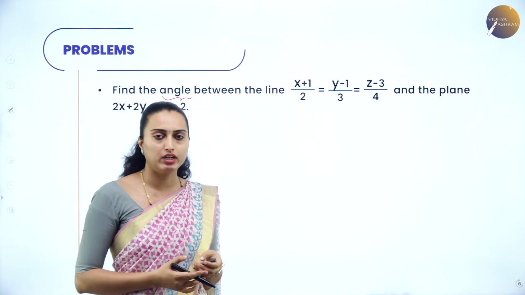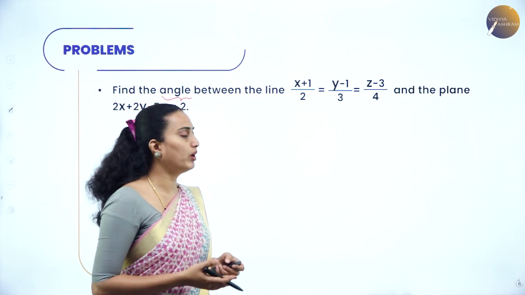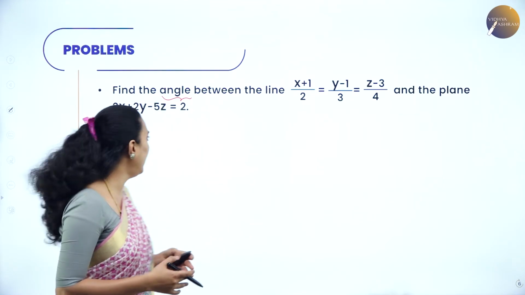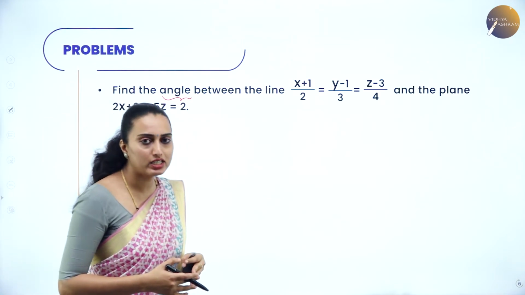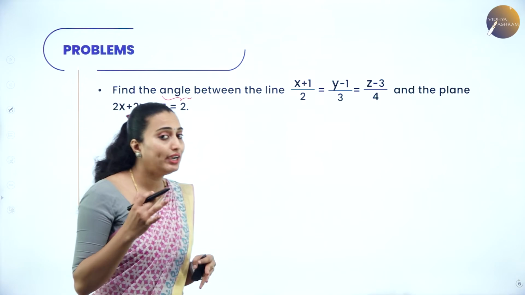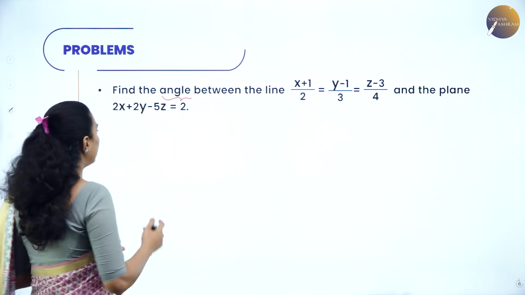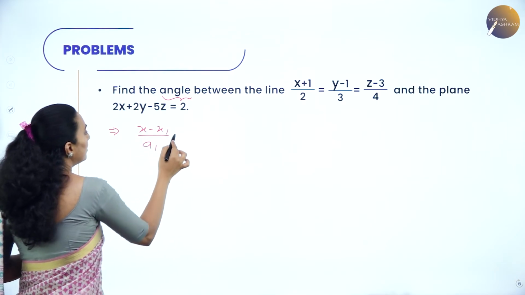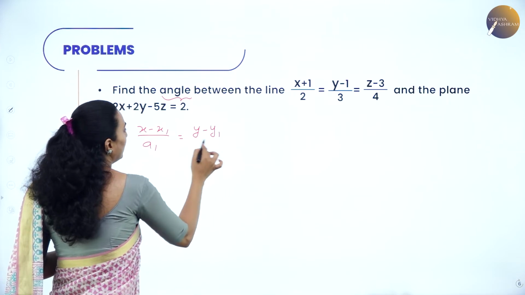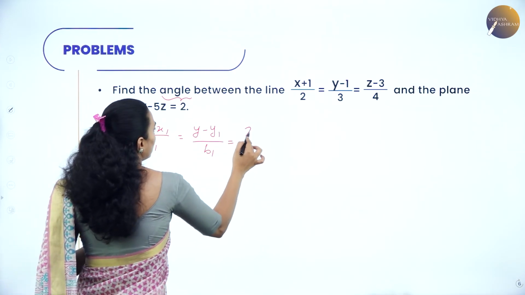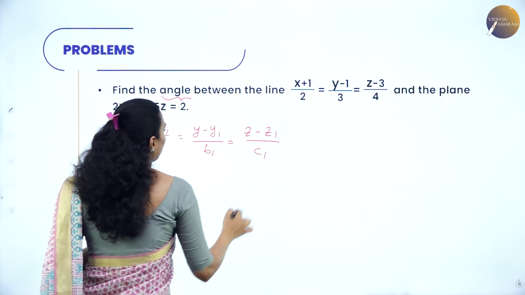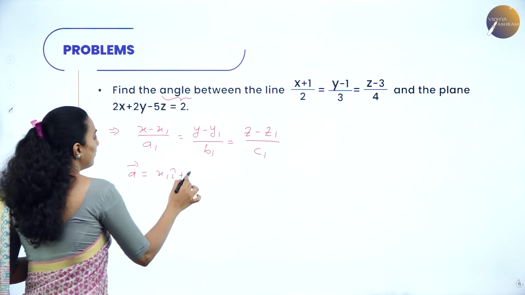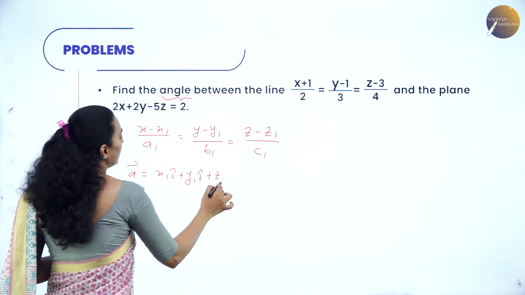That is x plus 1 divided by 2 is equal to y minus 1 divided by 3 is equal to z minus 3 divided by 4, and the plane 2x plus 2y minus 5z is equal to 2. Now let us compare the equation. By comparing, what is the equation we are having? x minus x1 divided by a1 is equal to y minus y1 divided by b1 is equal to z minus z1 divided by c1. Now you know already the a vector is nothing but x1 i plus y1 j plus z1 k.